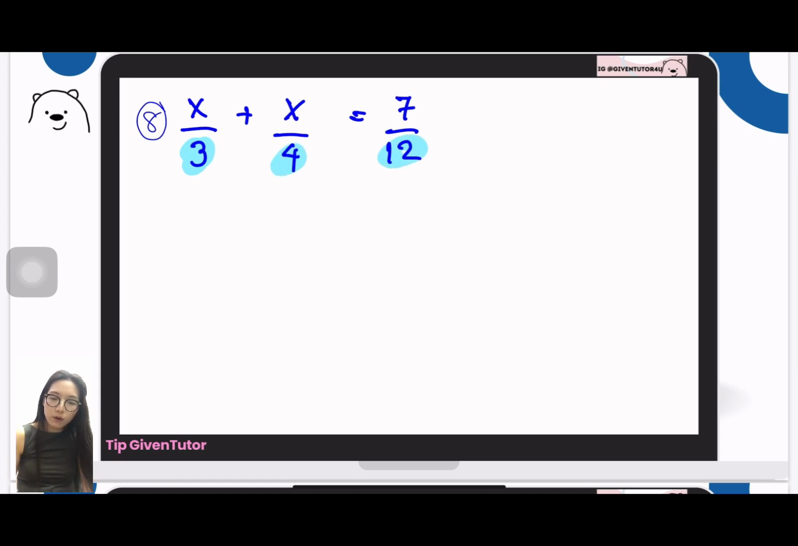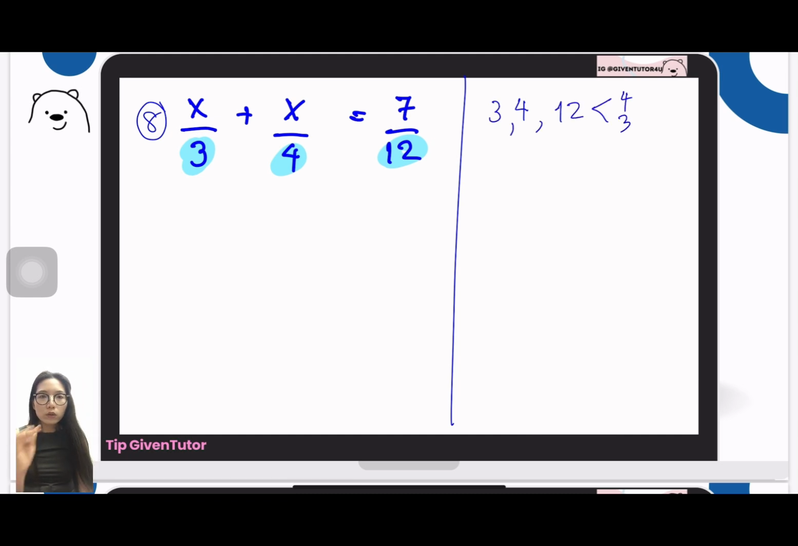So before we go, we will do this step first. The step is the denominator: we got 3, 4 and 12, right? 12 is 3 times 4. So for this one you don't have to minimize the 7 over 12; that will remain in there. So it will be just x over 3 and then x over 4.